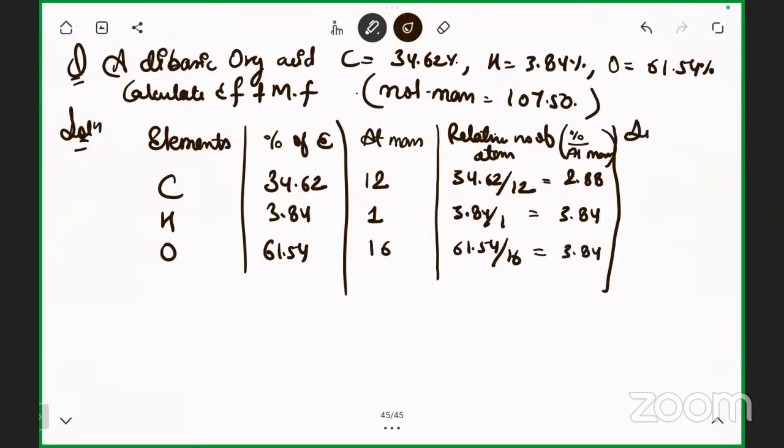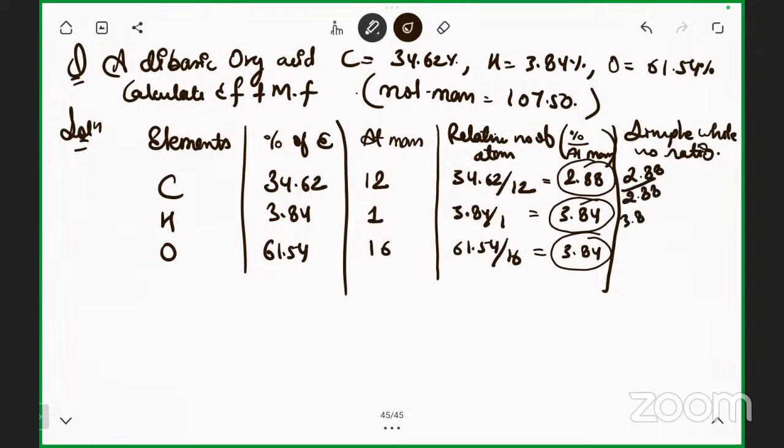And the last step is the simple whole number ratio. For calculating the simple whole number ratio, you will see the relative number of atoms: 2.88, 3.84, 3.84. You write the smallest one and divide all by the smallest one. The smallest one is 2.88. So it will be 2.88 divided by 2.88, 3.84 divided by 2.88, 3.84 divided by 2.88. When you divide, it will be around 1, around 1.33, around 1.33.